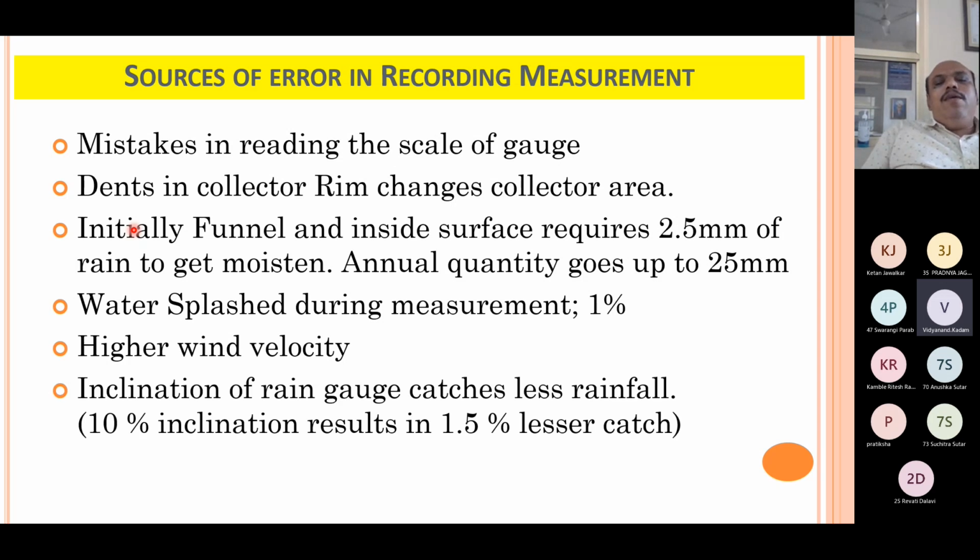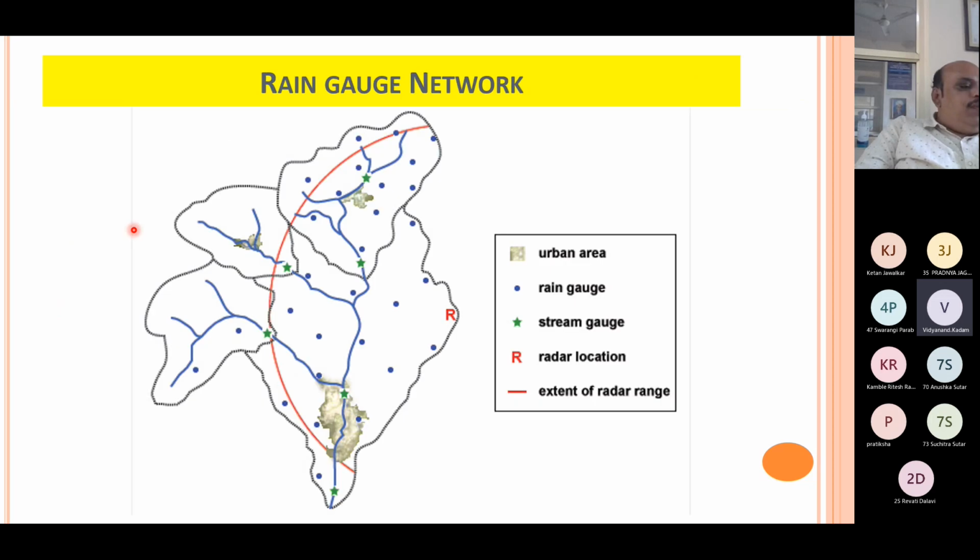Then we know that all rain gauges are vertical. If these rain gauges are inclined for some reason, then they catch less rainfall. It is studied that if there is a 10% inclination, this results in 1.5% lesser catch. So 1.5% less rainfall is recorded than the actual if there is a 10% inclination to the instrument. So these are various sources of error in recording measurements.